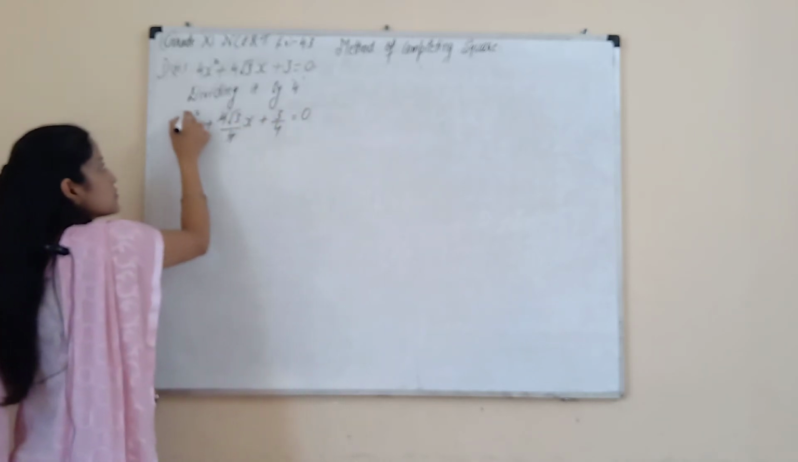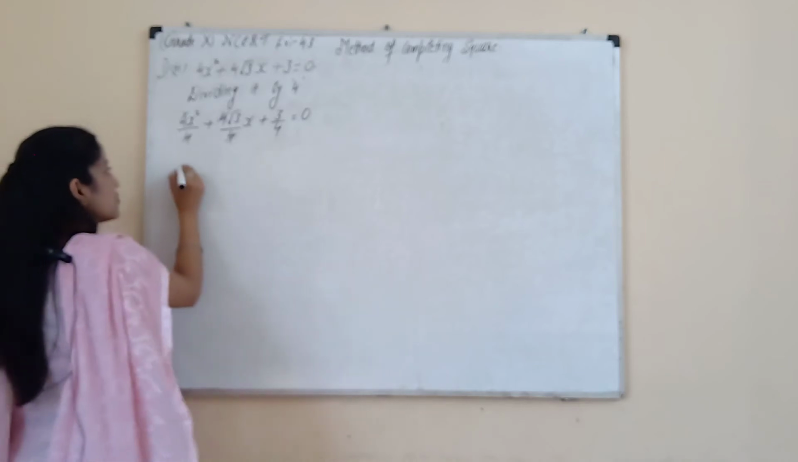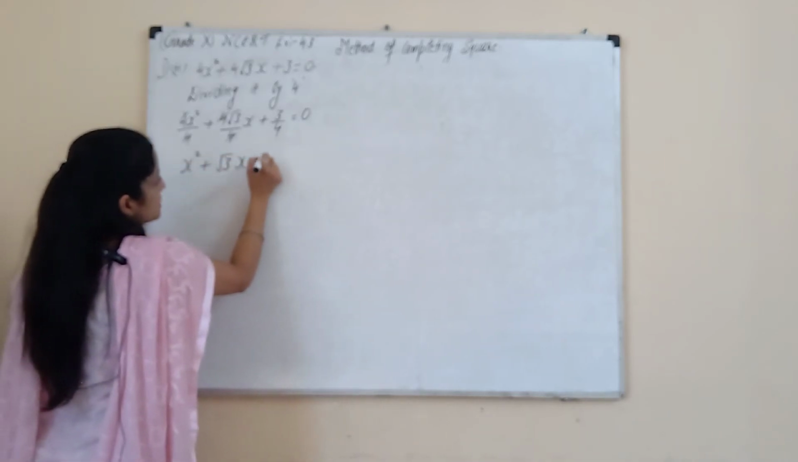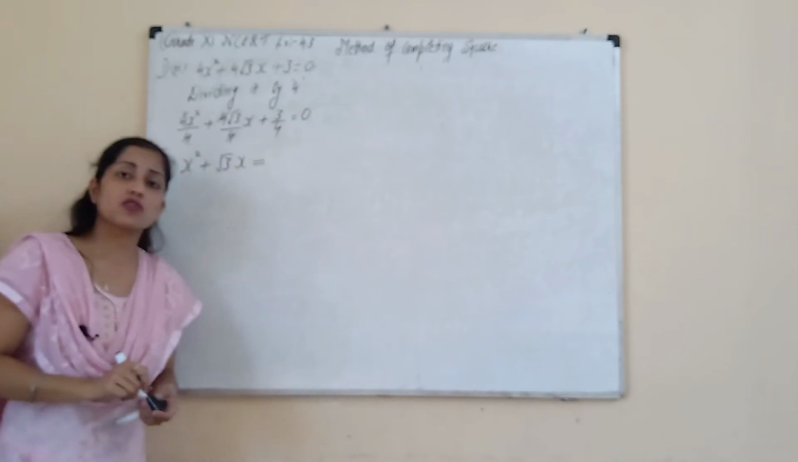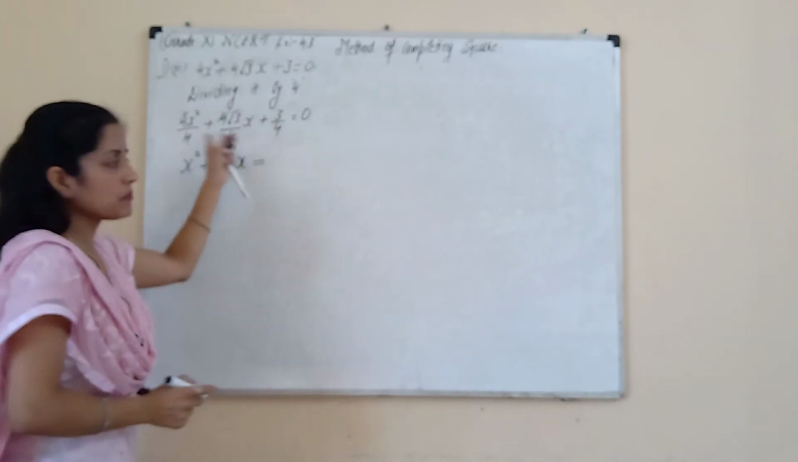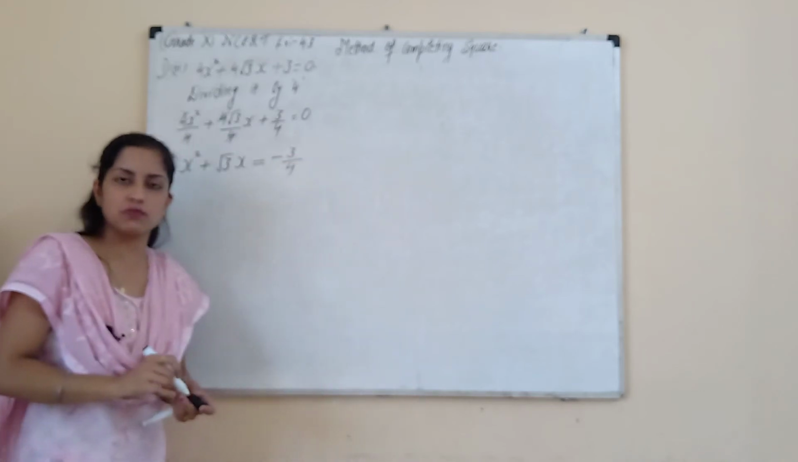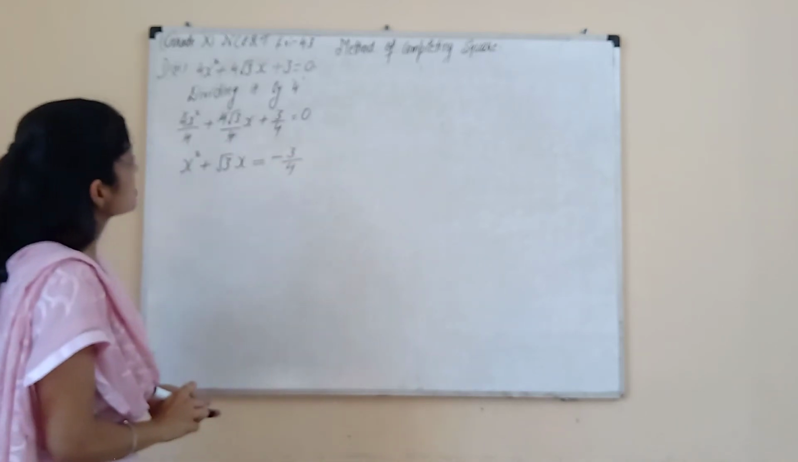4 cancels, this one also cancels. The calculation is simple. x square plus root 3 into x. Next, the constant 3/4 is there; I am taking it to the other side with a negative sign. It becomes -3/4. Done. Now this is the first step.